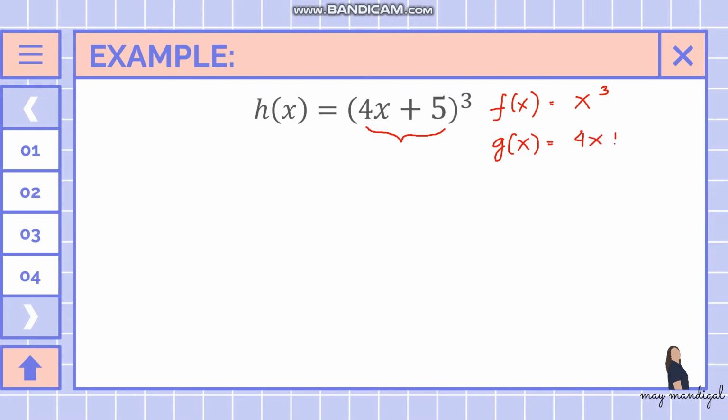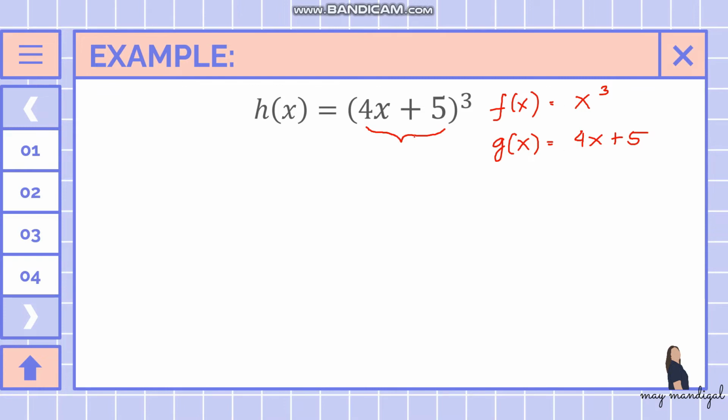You can think of it like this. This is the structure of our function. We have x cubed as the outer function. That is just a representation: a quantity is being raised to 3. And then, what is that quantity? That quantity is our g of x, which is 4x plus 5. So from here, we're now able to identify what is the inner function and what is the outer function.